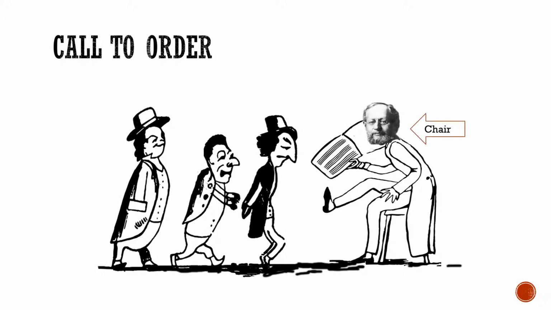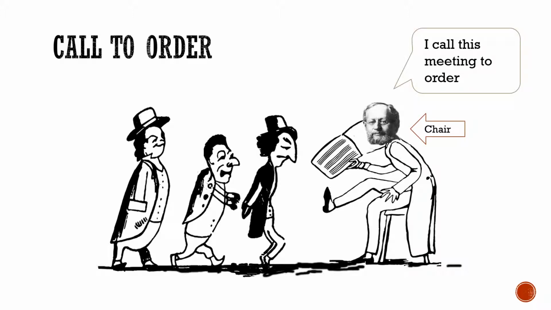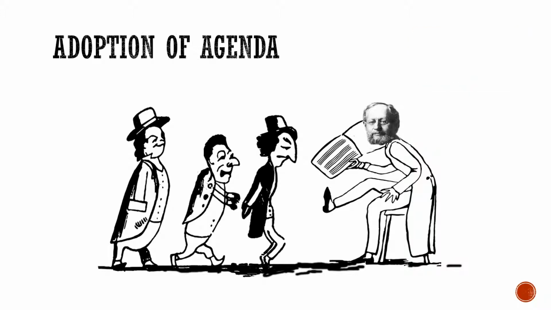So first we have the call to order and the meeting has officially begun. Attendance is tracked to ensure quorum. Quorum is key as without it the meeting is not an official meeting and no decisions can be made on the items on the agenda. The next step is to agree on the agenda.